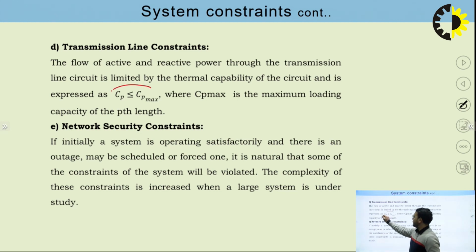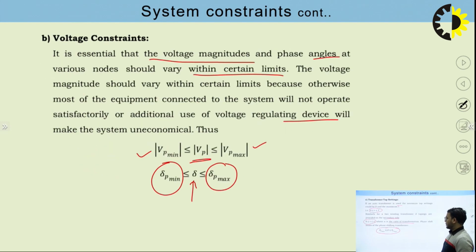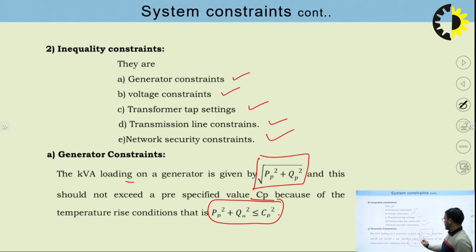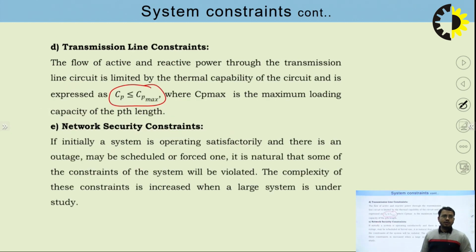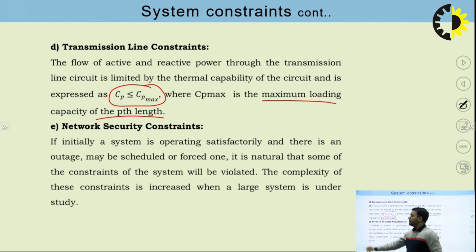So Cp is basically what we have talked about. Cp was the one factor which was told over this one. This is again utilized in the transmission line constraint, so that must be expressed as Cp must be less than or equal to Cp maximum, where Cp maximum is the maximum loading capacity of the pth length. So what is pth length? You have transmission lines of several lengths. This is the pth length transmission line, and it must have maximum Cp as Cp max.